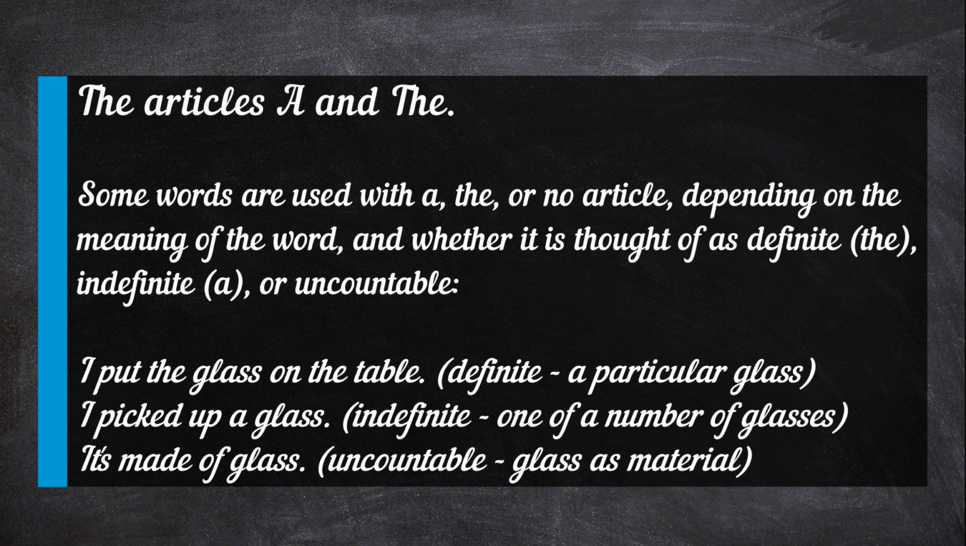Some words are used with a, the, or no article, depending on the meaning of the word, and whether it is thought of as definite, the, indefinite, a, or uncountable. I put the glass on the table. Definite, a particular glass. I picked up a glass. Indefinite, one of a number of glasses. It's made of glass. Uncountable, glass is material.